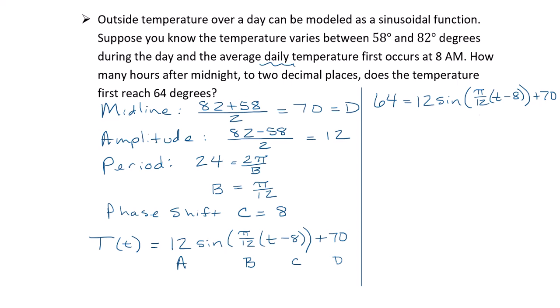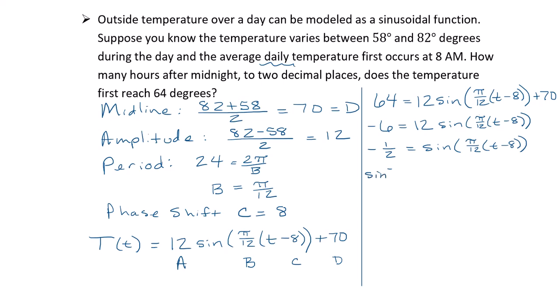I can subtract 70 from both sides. That gives me a negative 6 equals 12 sine of pi over 12 times t minus 8. And I divide both sides by 12, I get a negative 1/2 equals sine pi over 12 times t minus 8. Now I'm ready to use my inverse sine function to be able to solve for t.